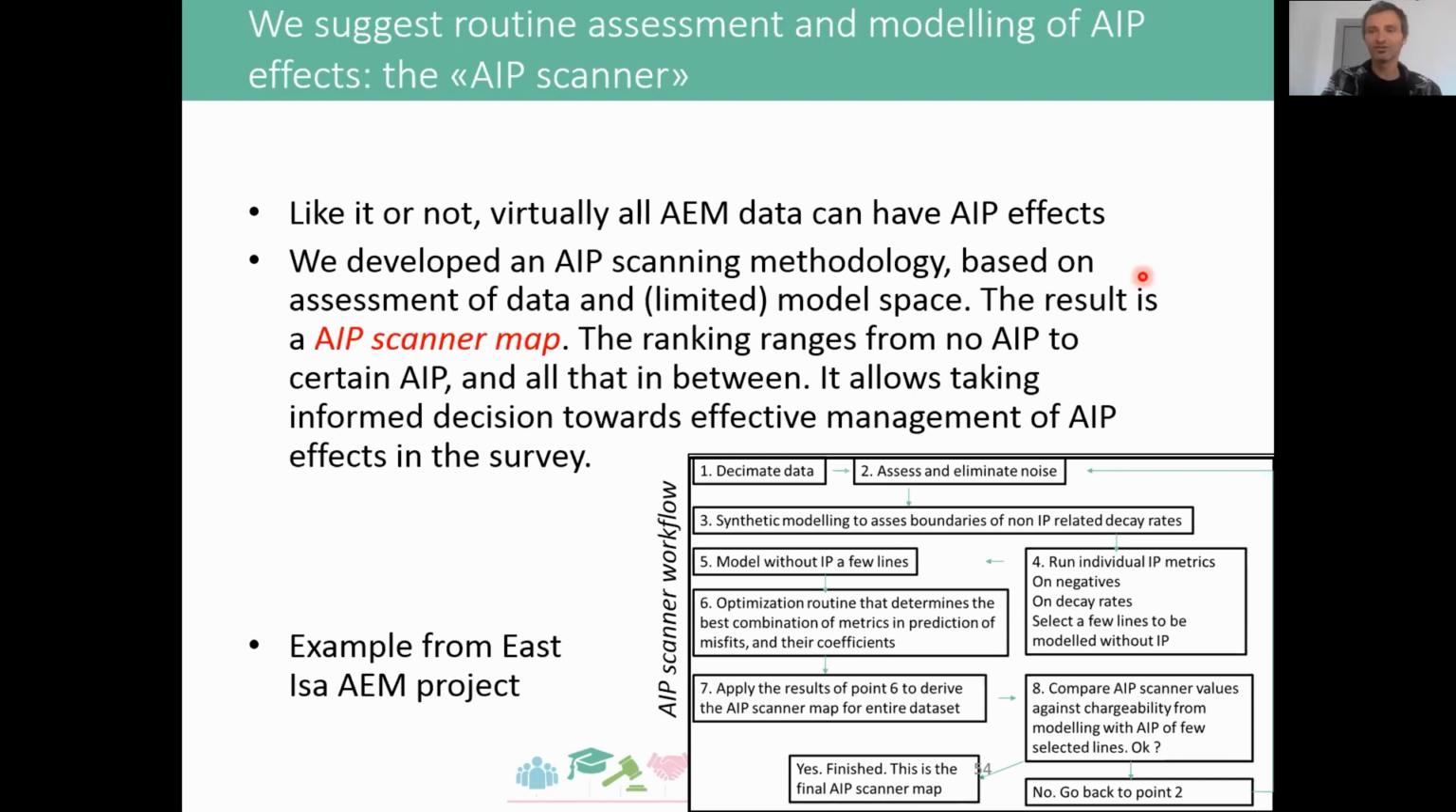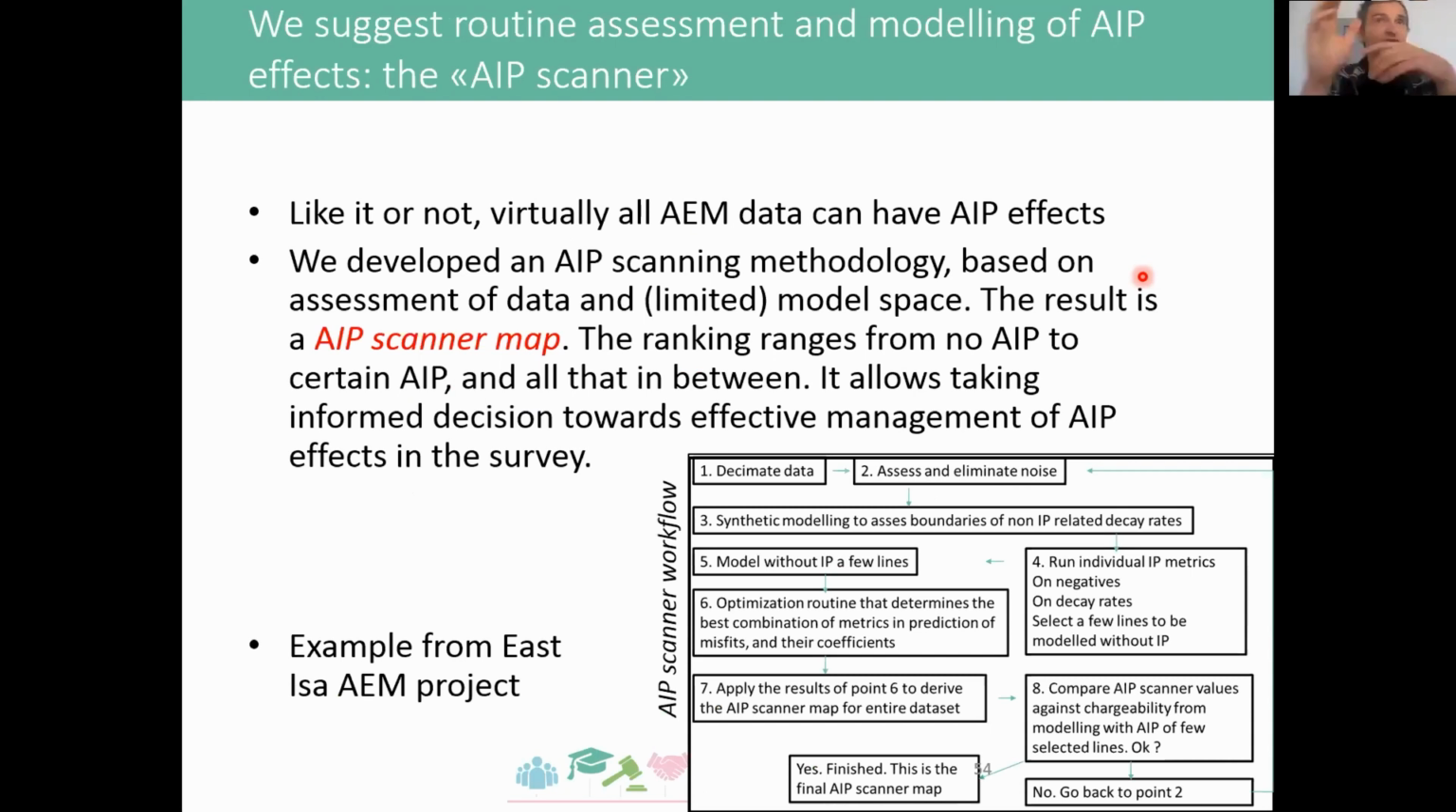Before we get to Isa, one word about this newly developed airborne IP scanner, which was deployed in Isa. As I said, virtually every airborne dataset can have IP effects.